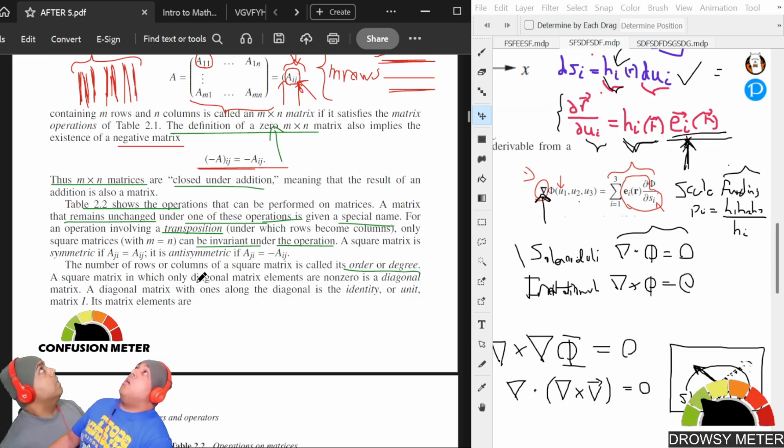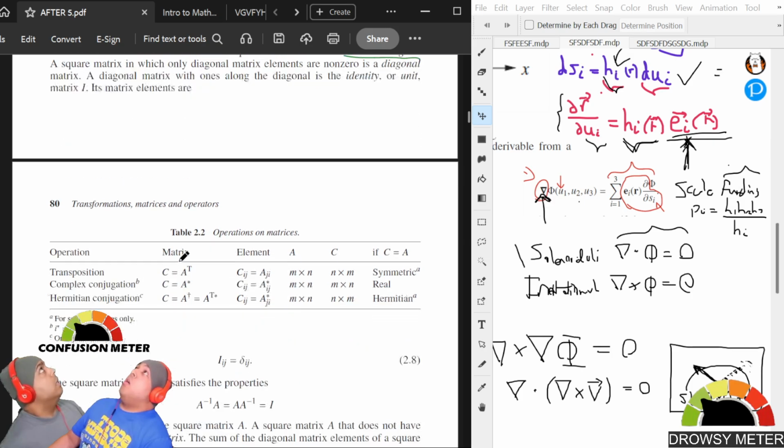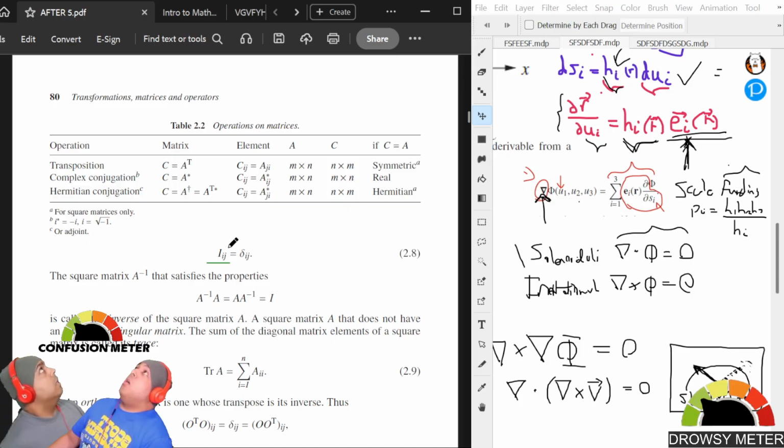A square matrix in which only diagonal elements are non-zero is a diagonal matrix. A diagonal matrix with ones along the diagonal is the identity or unit matrix I. Its matrix elements are Iij equals Kronecker delta ij, which makes sense because 1,1 is 1, 1,0 is 0, and there's no 0,0 because we start at 1.